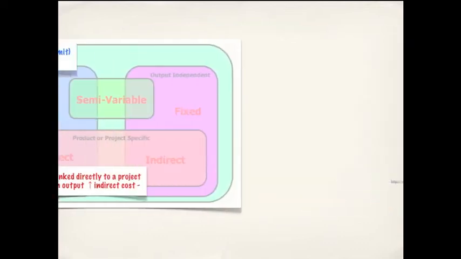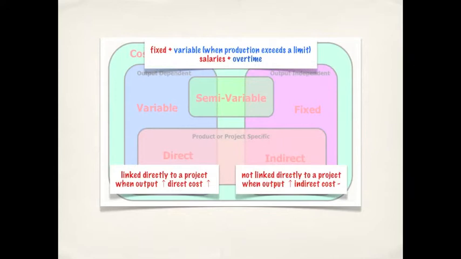Now, ladies and gentlemen, finally going to our final diagram here. We'll talk about direct, indirect, and semi-variable costs. Direct costs are costs that are linked directly to a project. In other words, they are variable. They vary proportionately to the output, the amount of output that you are producing.